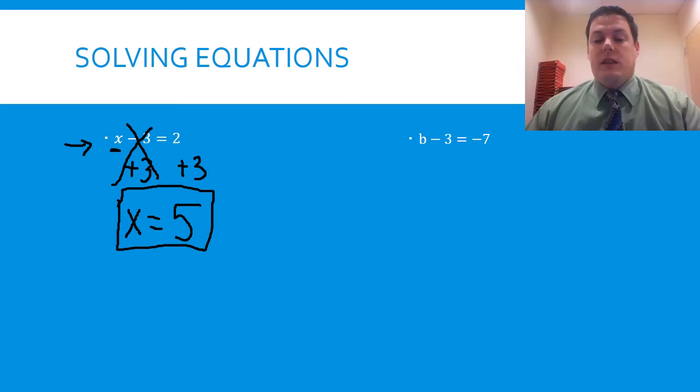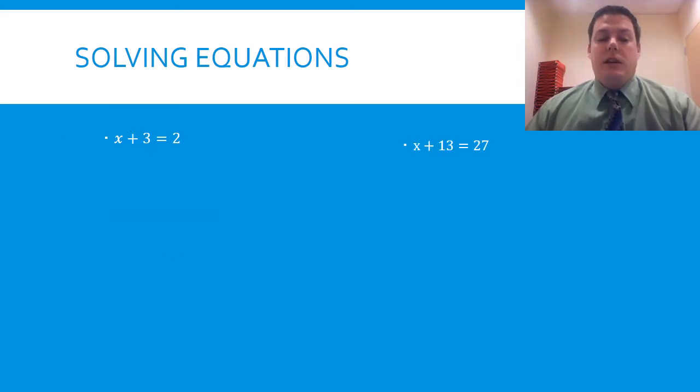Same thing over here. We have b minus 3 equals negative 7. We want to add the 3 to both sides since we're subtracting. We want to undo that, so we've got to add. If we add 3, we cancel out that 3 there. So we're just left with b on the left side. Negative 7 plus 3 just gives us negative 4. So our answer is b equals negative 4.